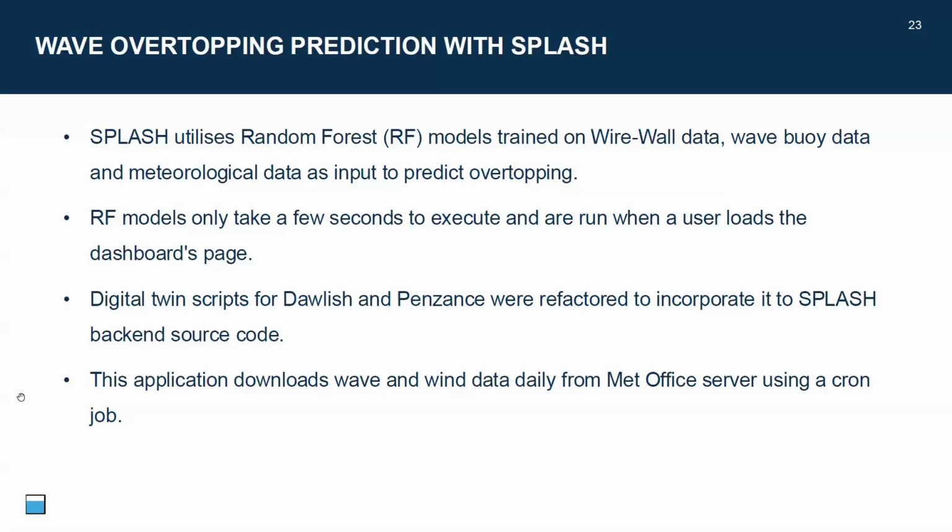As I said, SPLASH is using random forest models trained on this wave data, with both the wave buoy and the meteorological data as inputs. As we've seen, these only take a few seconds to run. We also haven't done much to optimize the runtime of those models. I don't think we've done anything to parallelize them, so that's only using a single compute core on a moderate-spec server. We could make it probably a bit faster if we had more time to focus on the optimization.